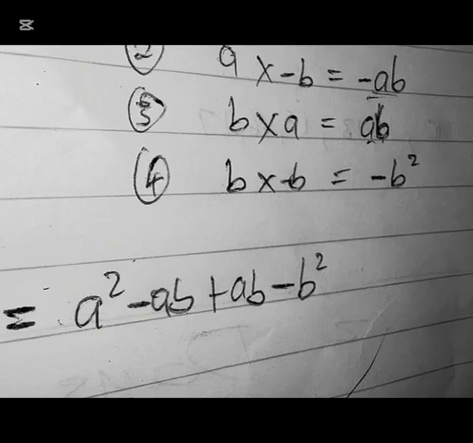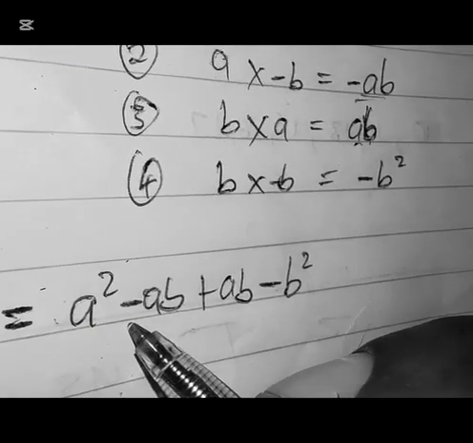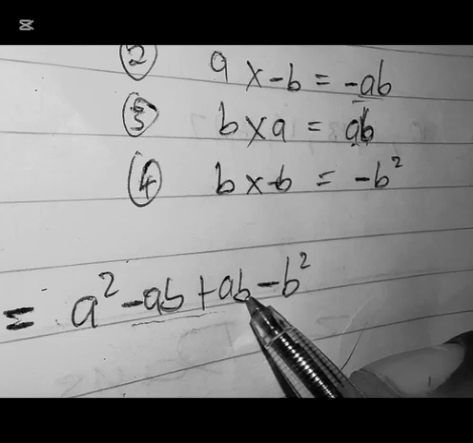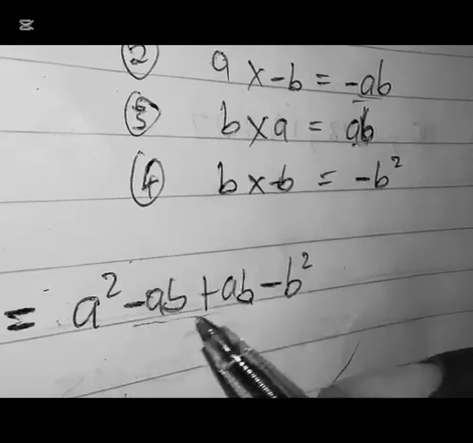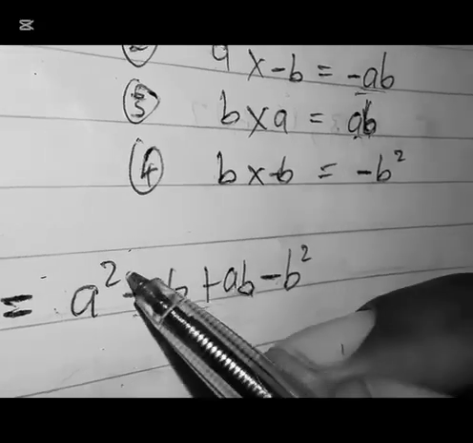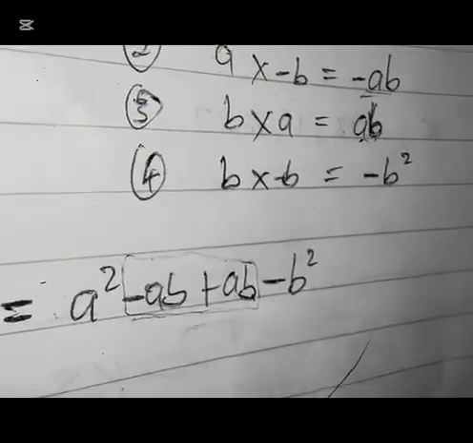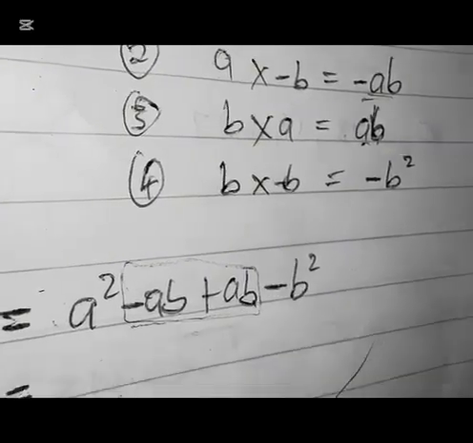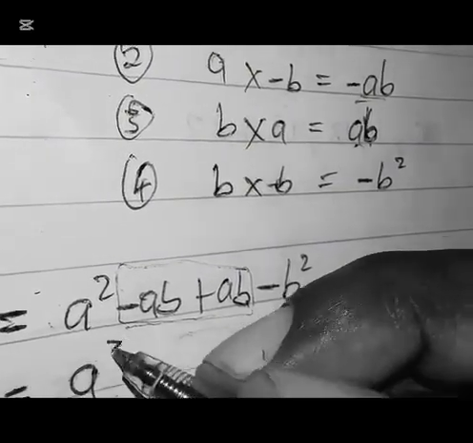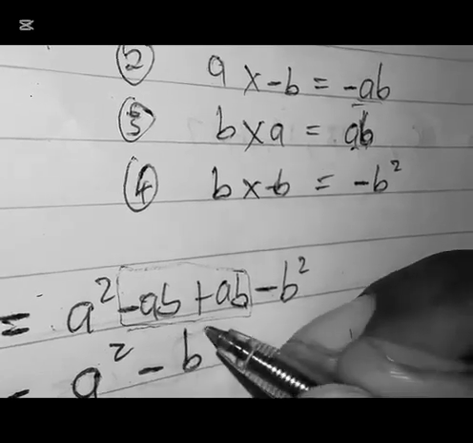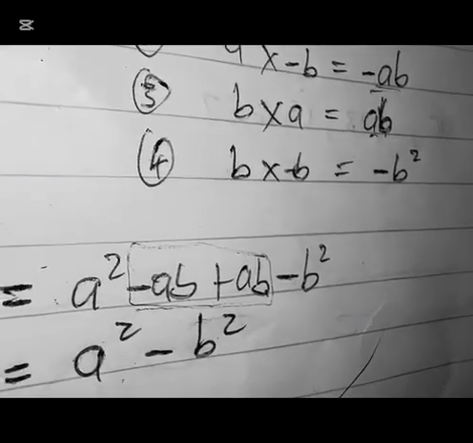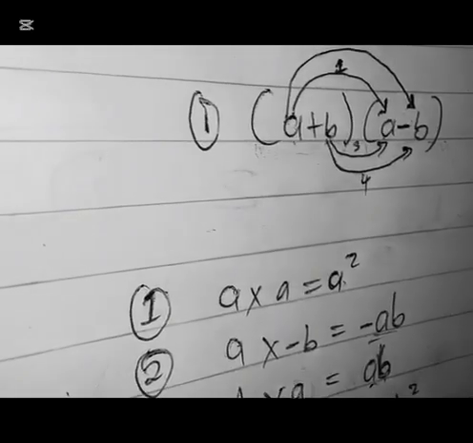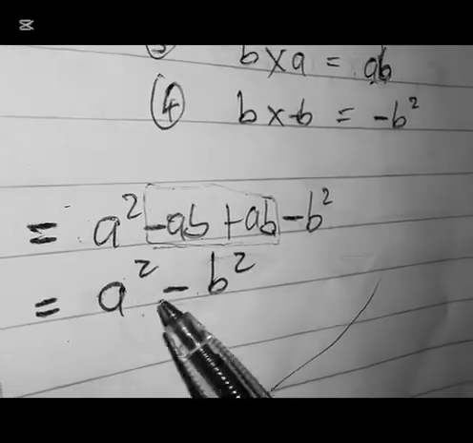So from here one can see that negative ab plus ab are like terms, so when we add them we get 0. So this thing is 0, and we are left with a squared minus b squared. So this means the product of expression number 1 is a squared minus b squared.